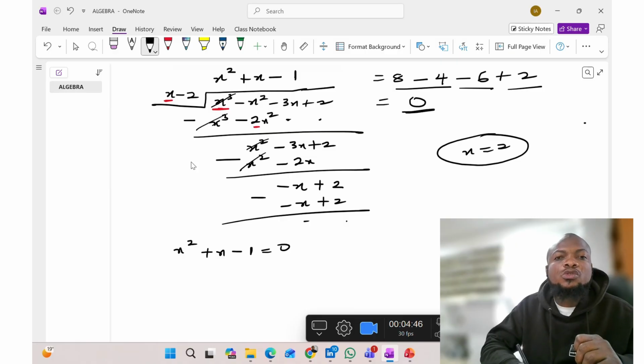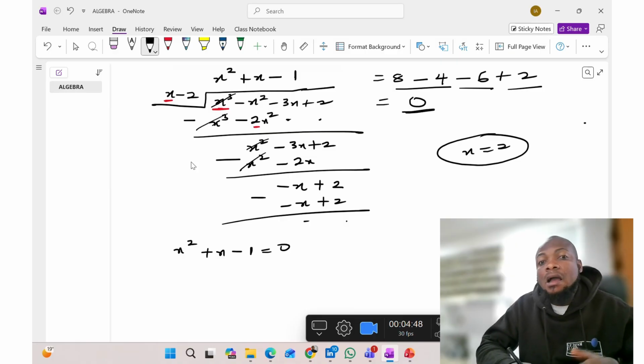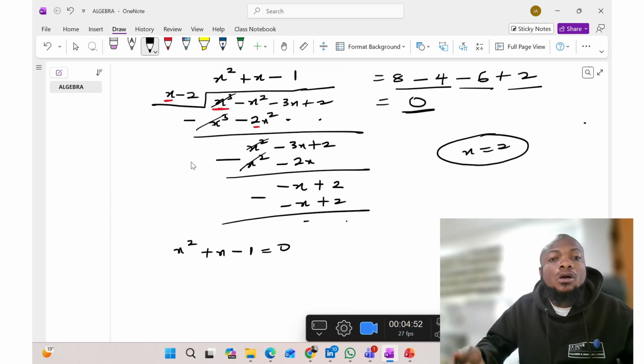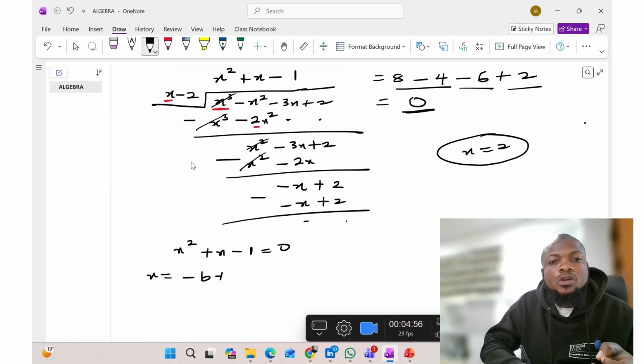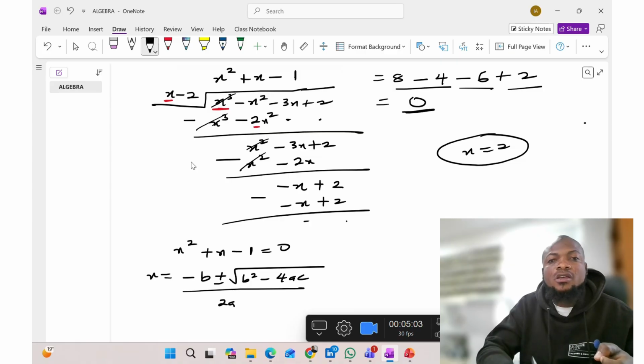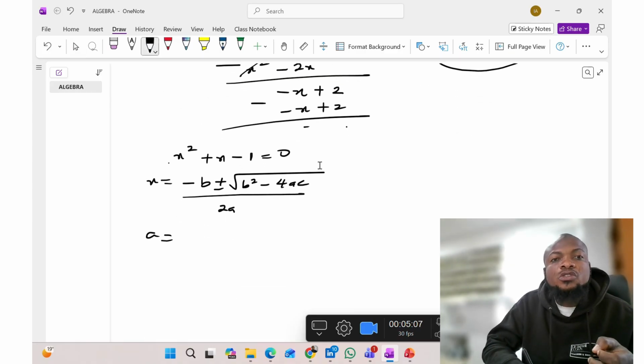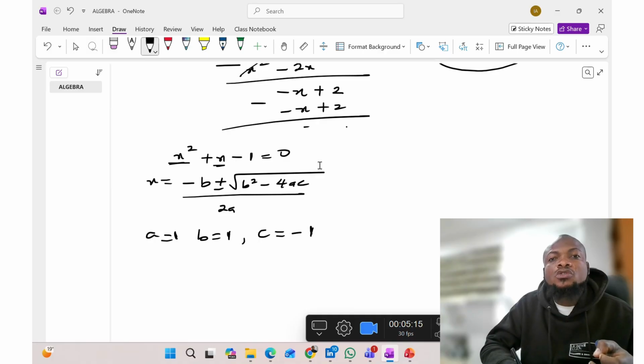So to solve this, like I told you earlier, I am more comfortable to use the formula method because it works for all equations. And the formula method is x is equal to minus b plus or minus root of b squared minus 4ac over 2a, okay, where the value of a is equal to the coefficient of x squared, which is 1. The value of b is the coefficient of x, which is 1. The value of c is the constant, which is minus 1. So then you have to substitute.